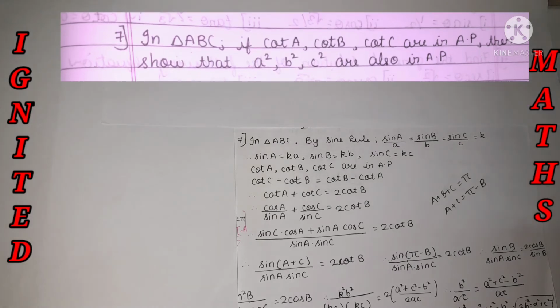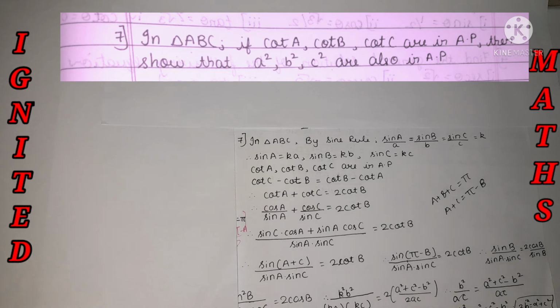Move to the seventh main question. Over here in triangle ABC, cot A, cot B, cot C are in AP, nothing but the arithmetic progression. Then show that a square, b square, c square are also in AP. Cot A, cot B, cot C, they have already mentioned it's in the AP. Now we need to prove that a square, b square, c square are also in AP.